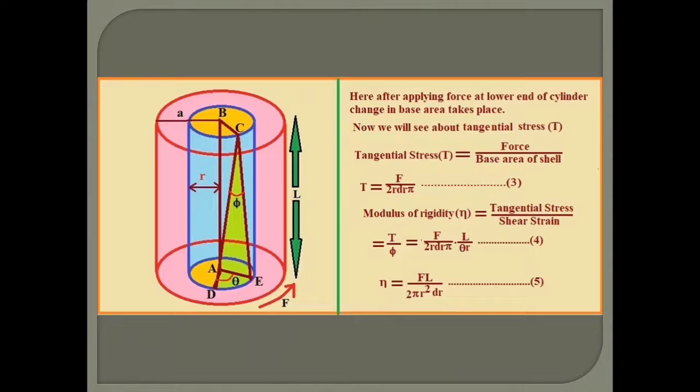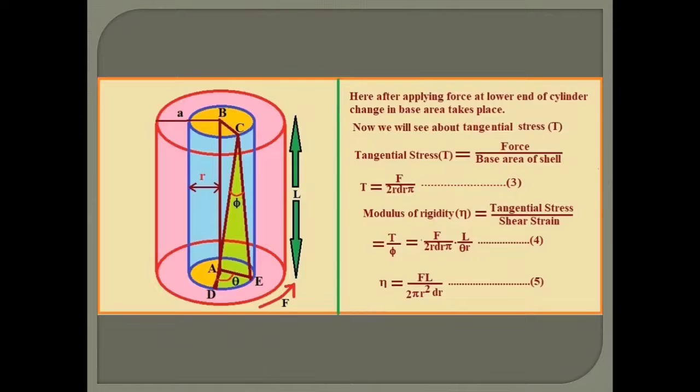Now we will see about tangential stress. Tangential stress, which is denoted with the letter capital T, is equal to force divided by the base area of the shell. Now we are already familiar that stress is the ratio of force and area. So therefore capital T is equal to force divided by 2 pi r dr.